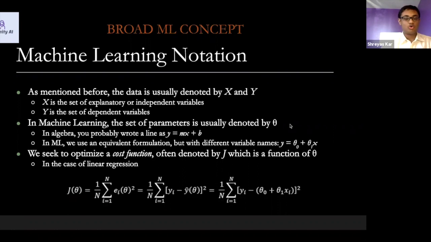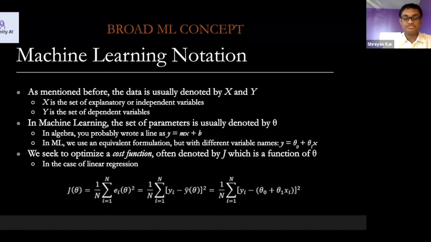Now, as before, we seek to optimize a cost function, often denoted by J. We usually call this cost function, which is, as I said before, the model error function measuring how bad the model is doing, J. And it's a function of theta, which means that theta is the input to the cost function J.